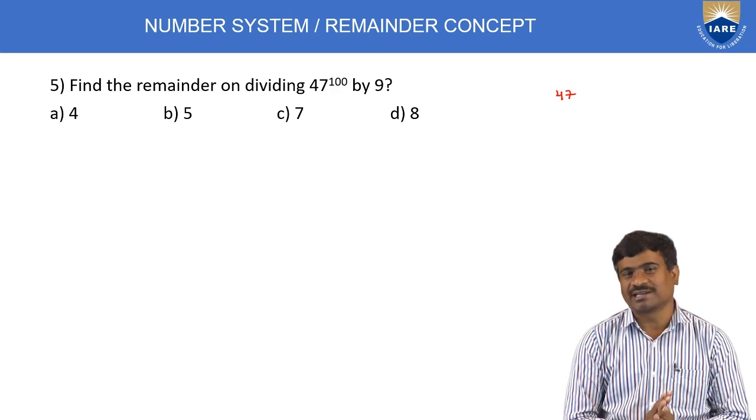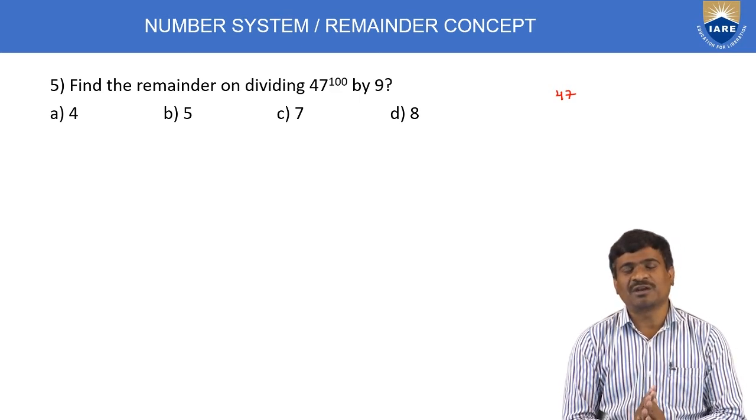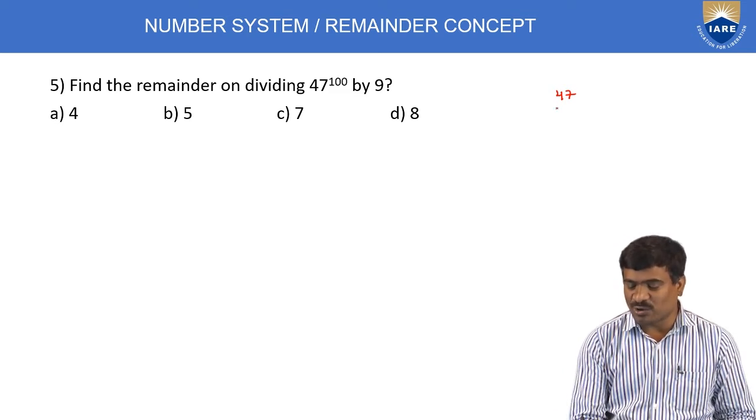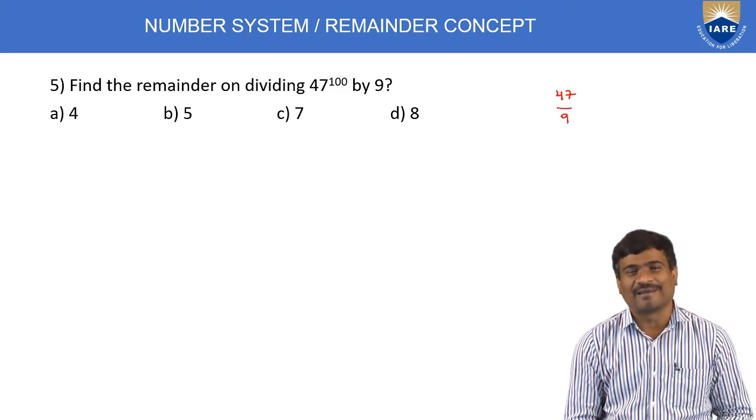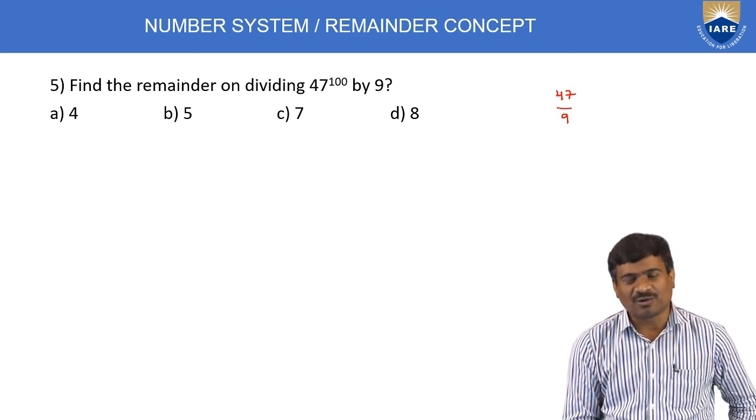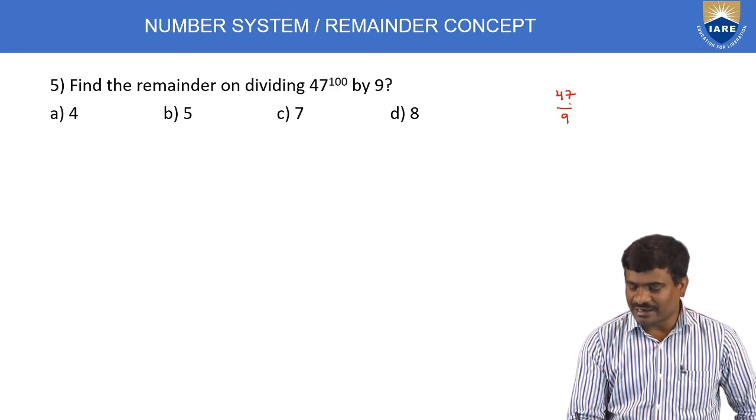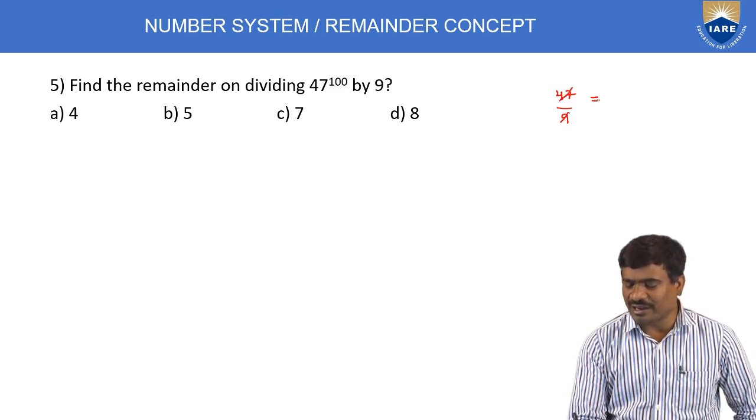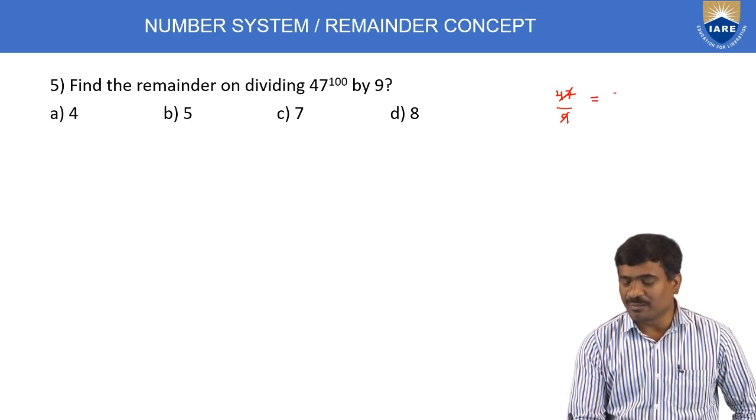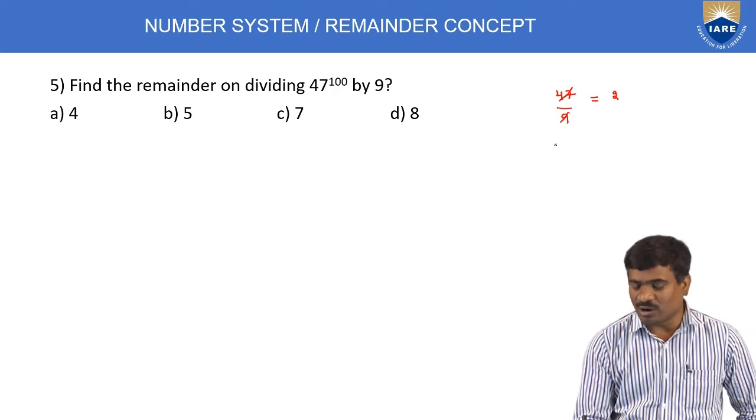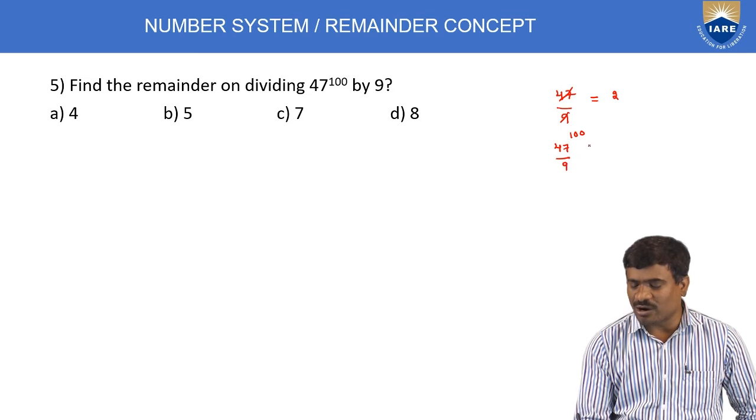Your first target is to convert the numerator into a single digit, that is, a value less than 9. In 47 by 9, 9 into 5 is 45, remainder only 2. So 47 to the power of 100 by 9 is also written as 2 to the power of 100 by 9.